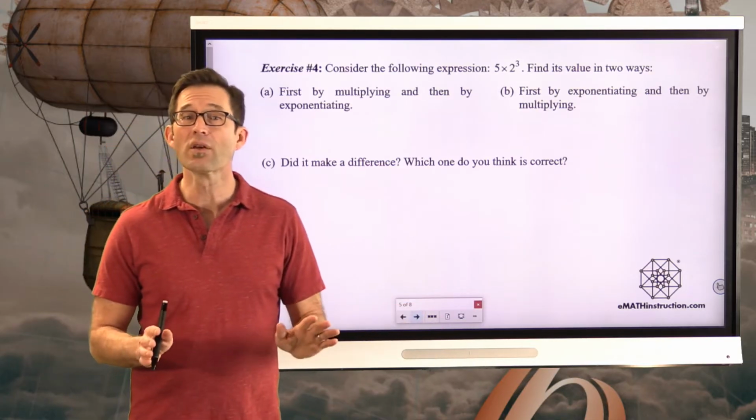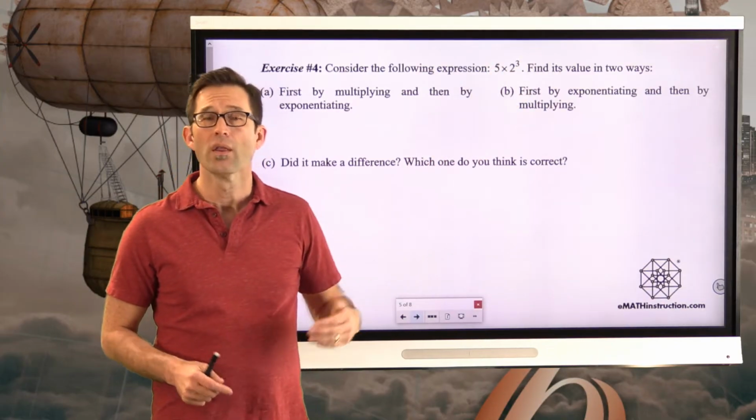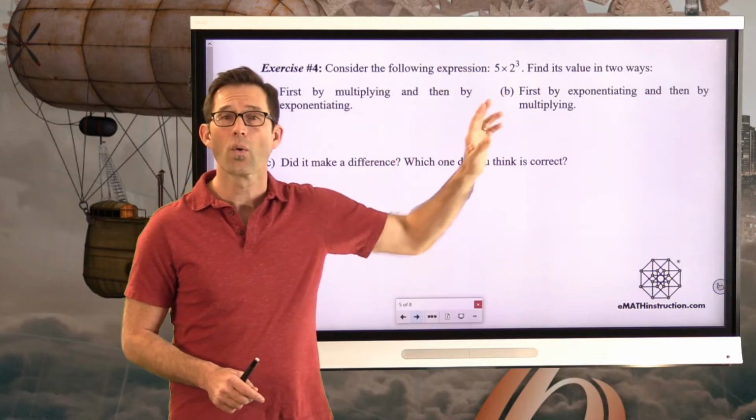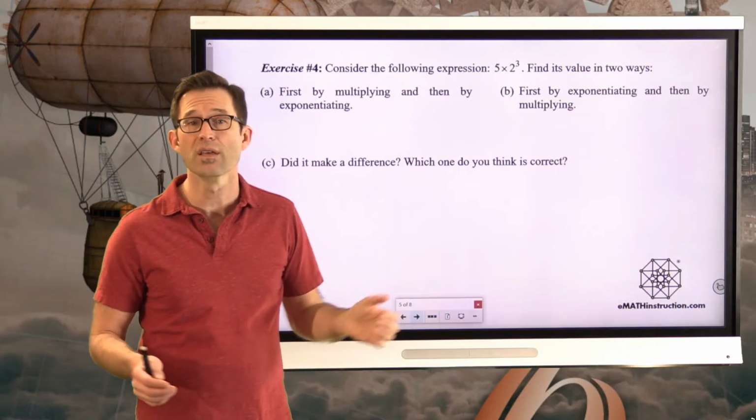Anyway, so let's take a look at this together, right? So here we have it: 5 times 2 to the third. The question is, should I do 5 times 2, then raise the result to the third, or should I do 2 to the third, get a result, and then multiply by 5? Well, let's see if it even makes a difference.